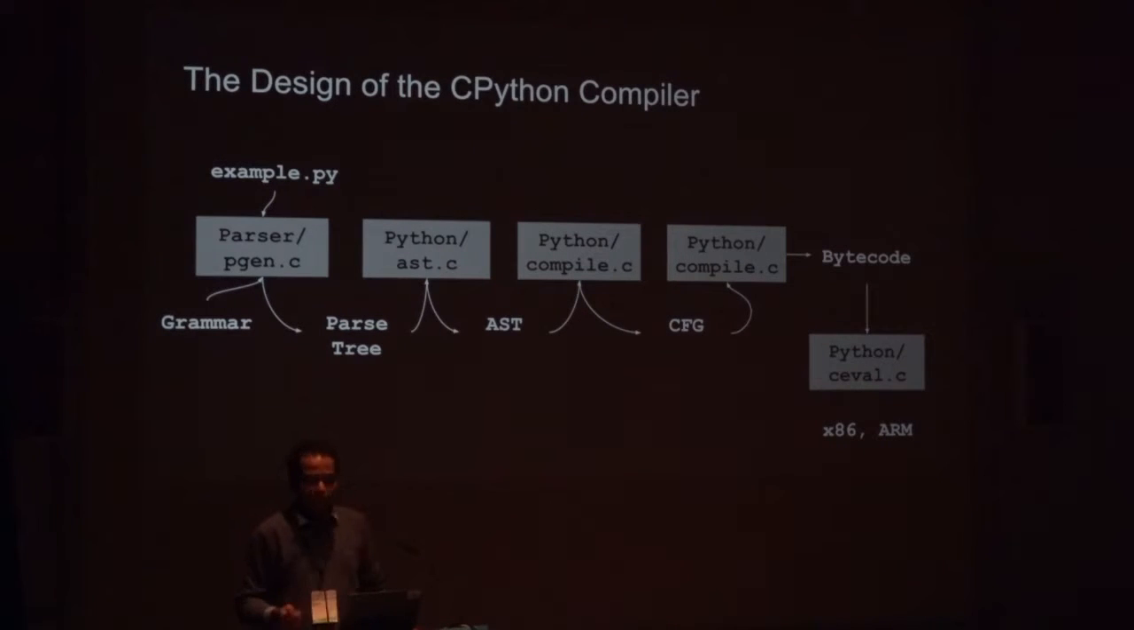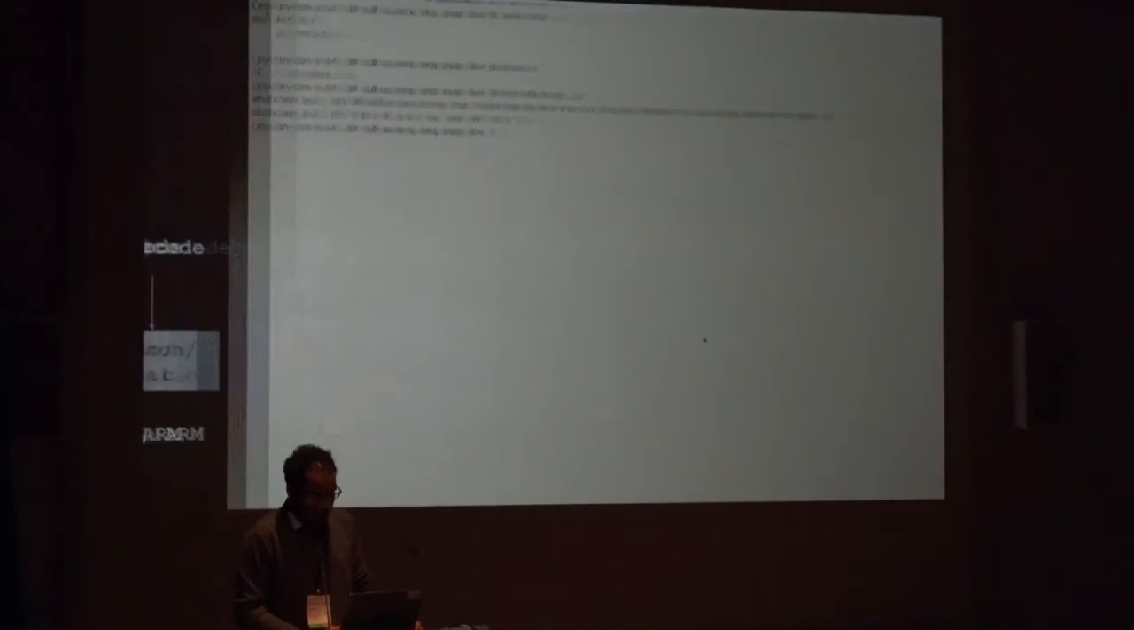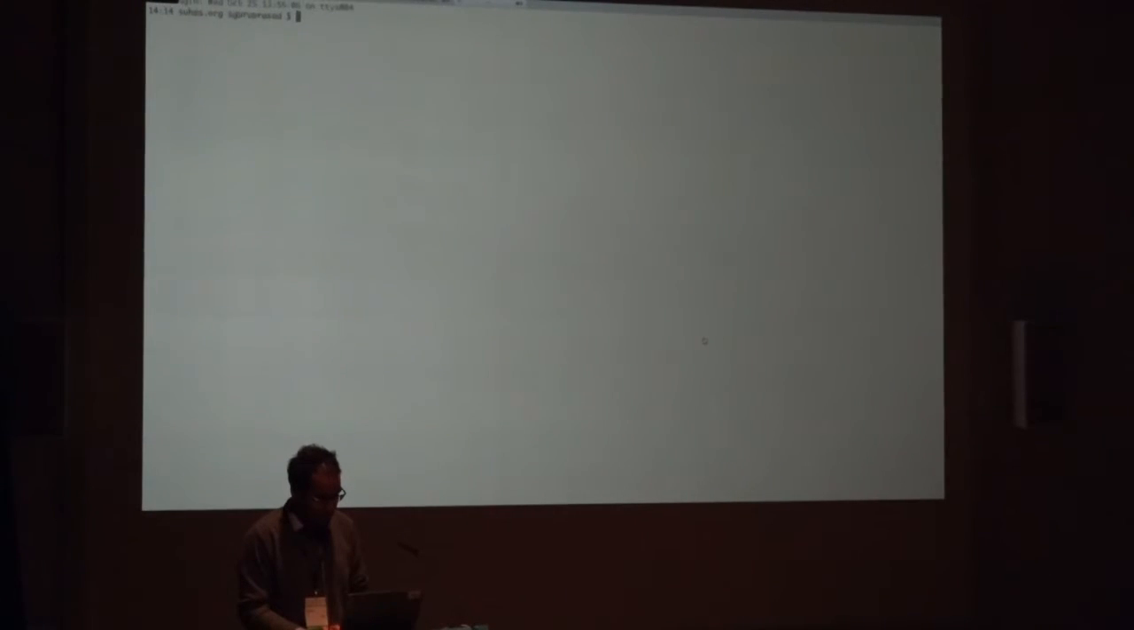So we will look at the CPython source code, but let me tell you quickly, it has the parser pgen.c, which reads an example Python file, and also takes a grammar as input, two inputs, and generates something called a parse tree. I think you can follow my arrows here. The parse tree is then an input to ast.c, which generates the abstract syntax tree, which is then fed into compile.c, which generates a control flow graph, which is fed into compile.c again, which generates the bytecode. Note that this bytecode is not the x86 or the ARM code, but the Python bytecode. And we will see this as well. The bytecode, once it's generated, is fed into ceval.c, which then generates x86 or ARM code. And this is the actual Python process.